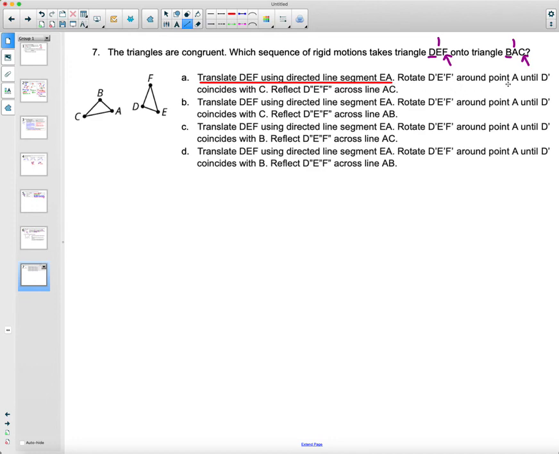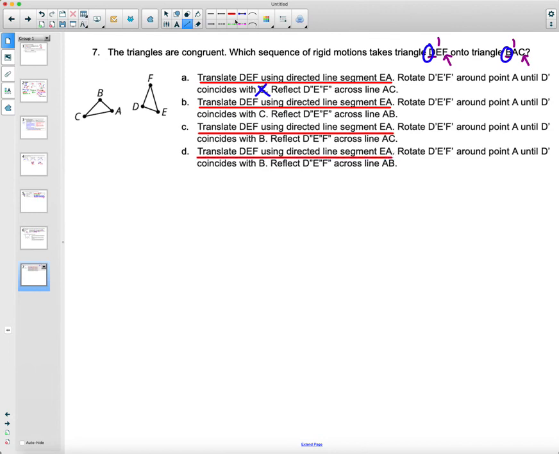Then rotate DEF around point A, which is the one that we have set already, right? So we got E on top of A, until D prime coincides with C. Actually, we want D prime to coincide with B, not C. So we do not want D prime to coincide with C. Look at each of these: they all start the same, translate by segment EA. So all of this is good.